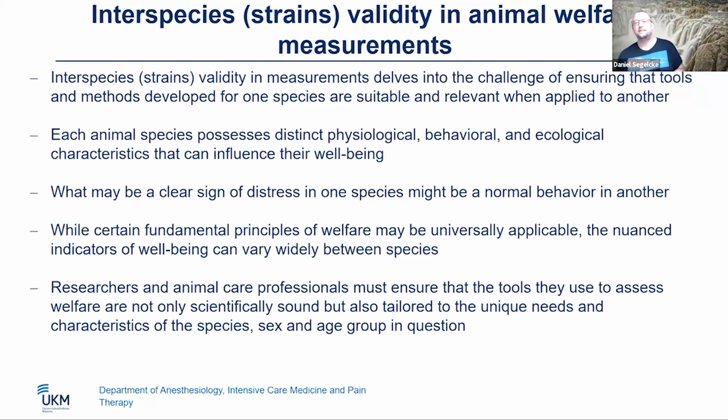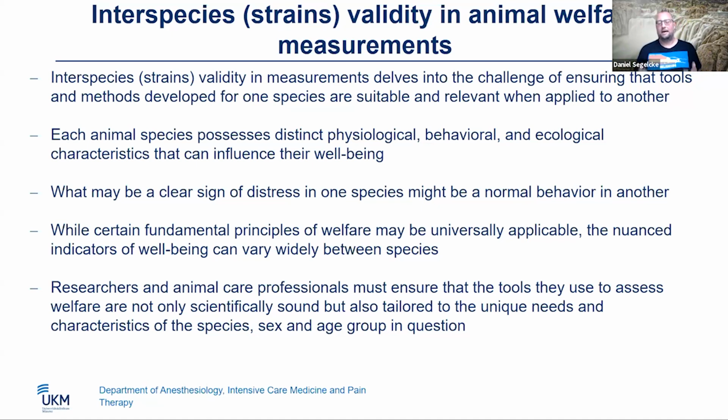The interspecies validity in animal welfare measurements. This interspecies validity ensures that the content of a test is relevant and has the same meaning across different species, different subtypes, different strains, or, for example, different genetic animals. It's essential for the tests used in a multi-species setting to ensure they aren't biased toward a particular group, and each animal species possesses distinct physiological, behavioral, or ecological characteristics that can influence their own well-being.